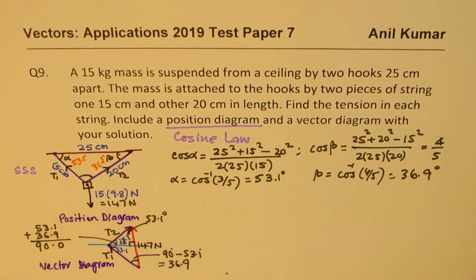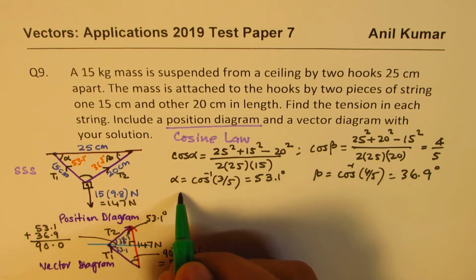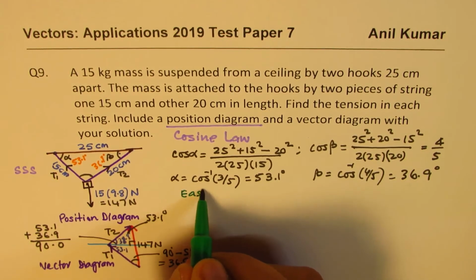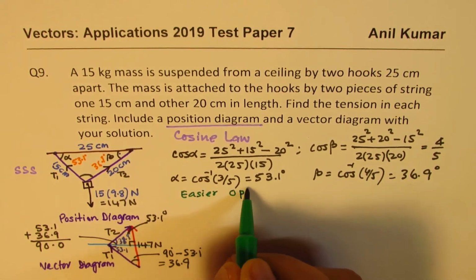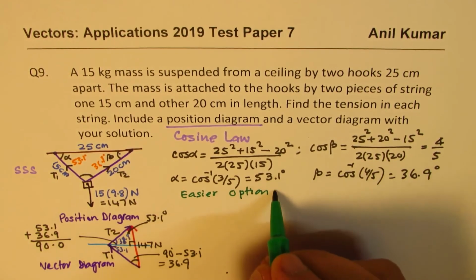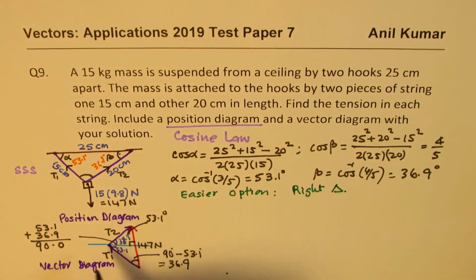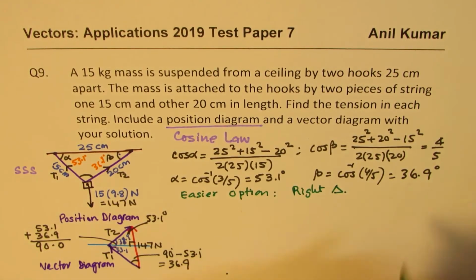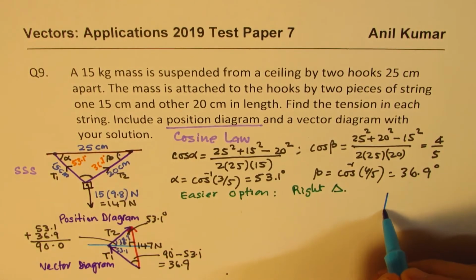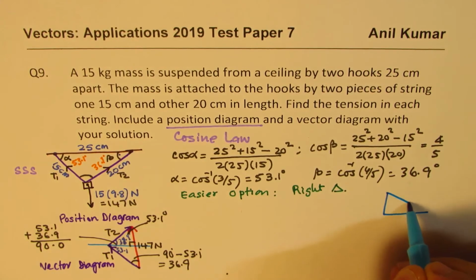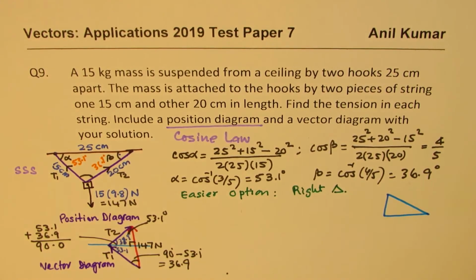So let me mention here. Our method is slightly different, easier. We have an easier option since we have a right triangle. Do you see that? Since that angle is 90 degrees, correct? So think like this. What triangle do we have here? Otherwise we'll use sine law, correct? Okay. So that's our triangle, correct?